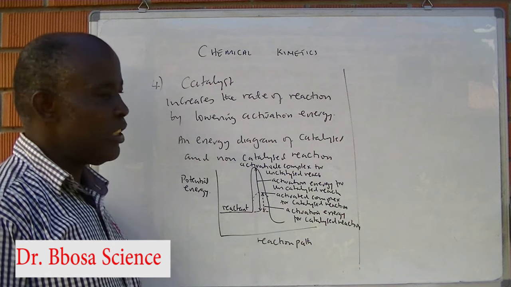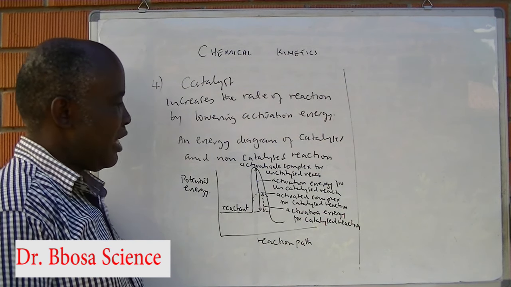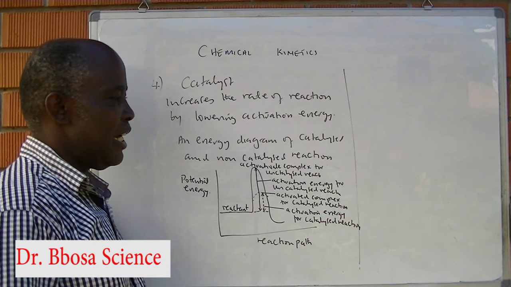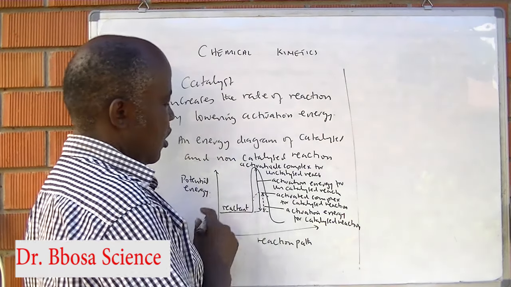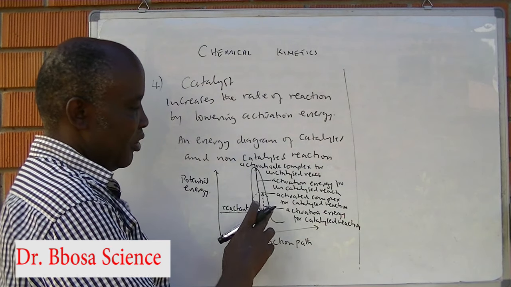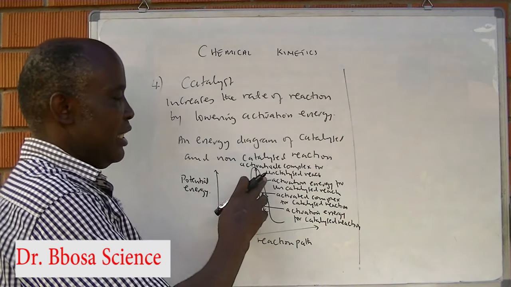A catalyst increases the rate of reaction by lowering activation energy. When you draw the energy diagram of a catalyzed and non-catalyzed reaction, it will look like this. Note that the activation energy of a catalyzed reaction is lower than the activation energy of an uncatalyzed reaction.